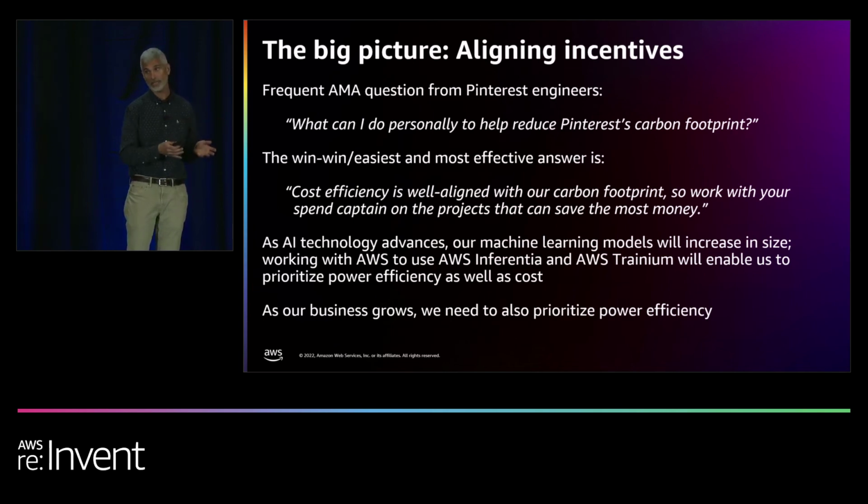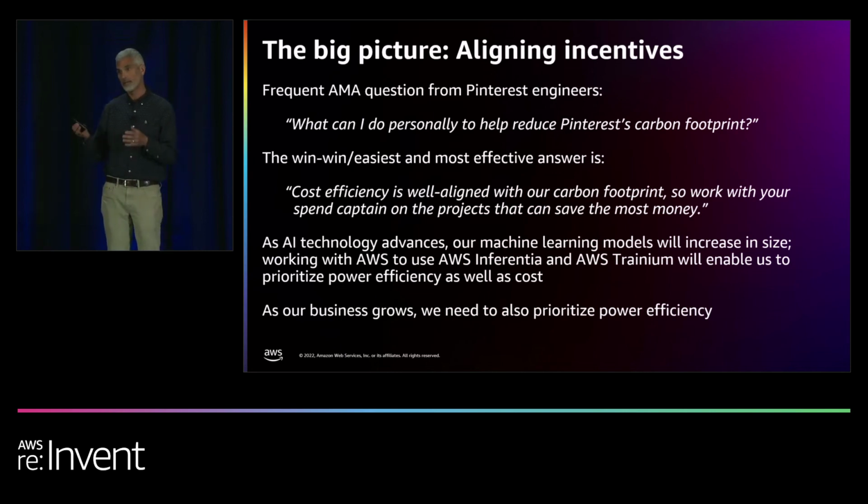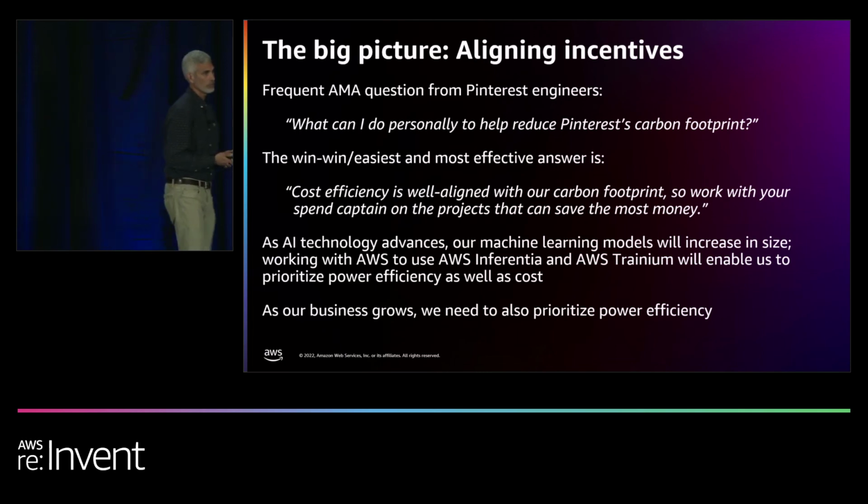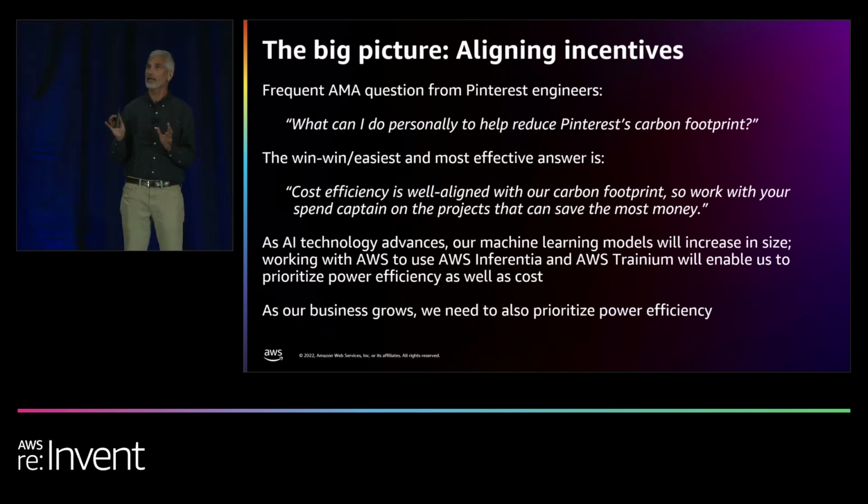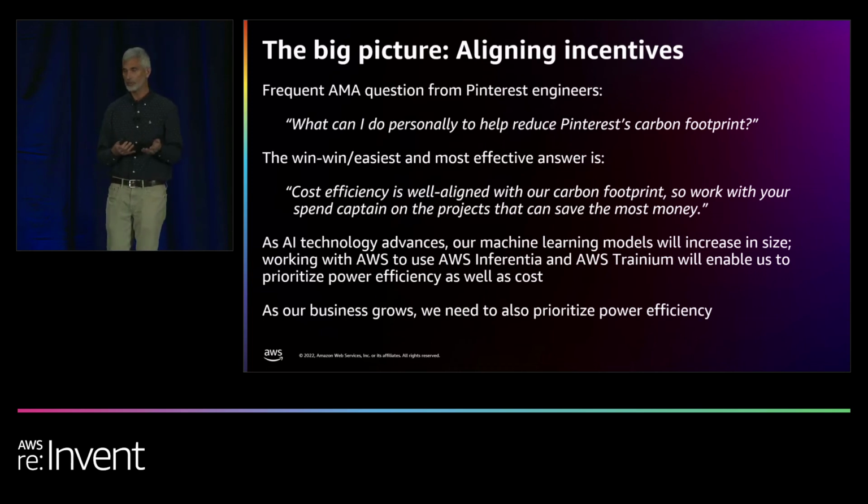And we have great dashboards for carbon efficiency, and engineering tech leads who are called spend captains, who can help guide engineers on how they can save money for the company. For the most part, that is well aligned with reducing our carbon footprint. There's one thing that's not on the slide that I do want to talk about, which is there may be some places where those high-level metrics and goals of environmental sustainability and cost efficiency may not be 100% aligned.